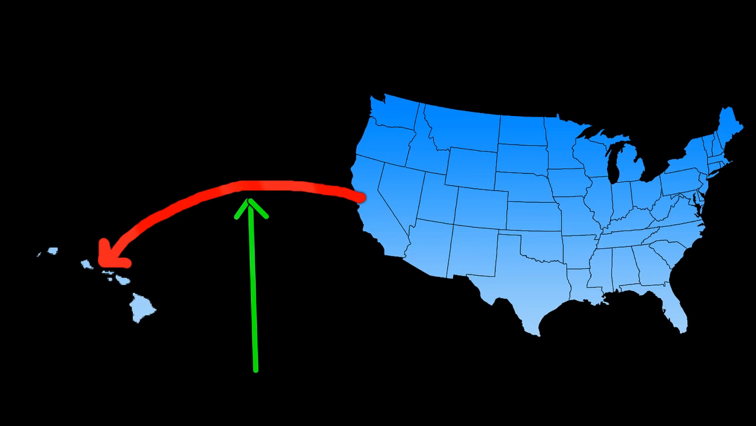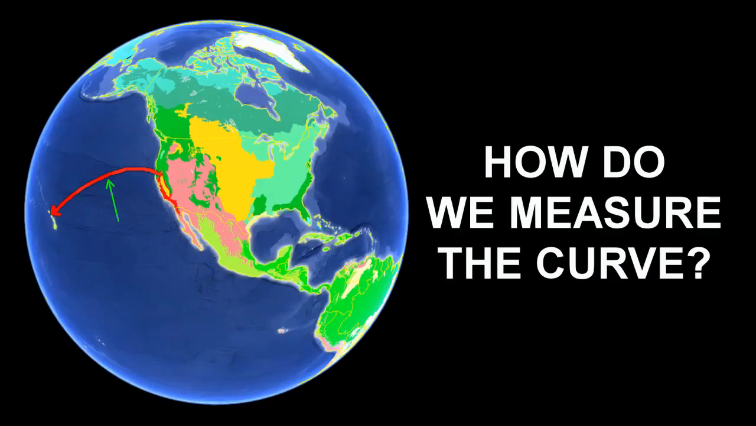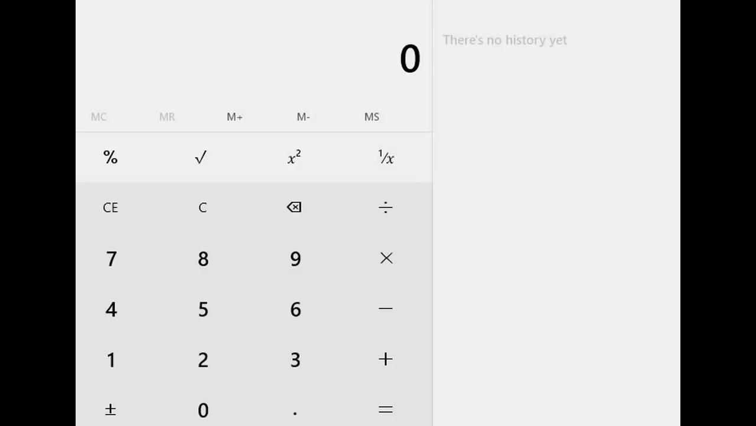Now, how large is that curvature in between California and Hawaii? I mean, if we're on a ball, then there is a hump of water in the Pacific Ocean that I've never seen. Now, math does give us a formula to figure out the curvature, so let's start there, shall we?